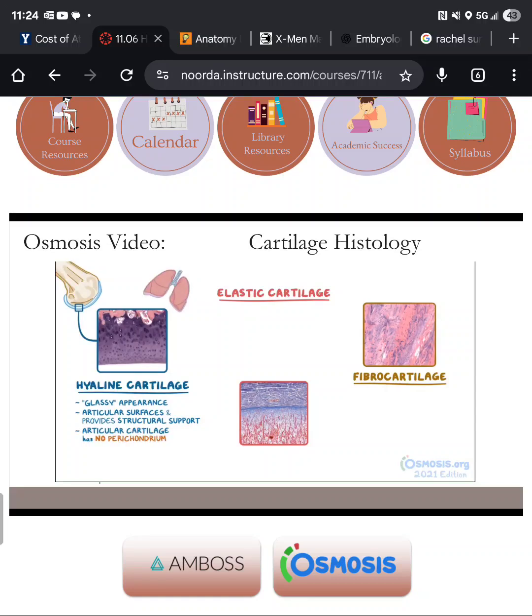Elastic cartilage is found in structures such as the pinna of the external ear and the epiglottis. The matrix of elastic cartilage is similar to hyaline cartilage, except it also has a dense network of elastic fibers, and it always has a perichondrium.